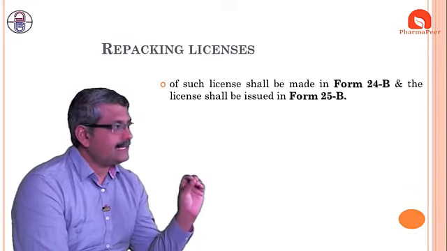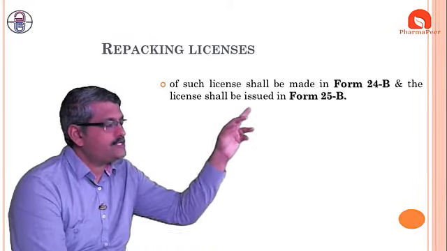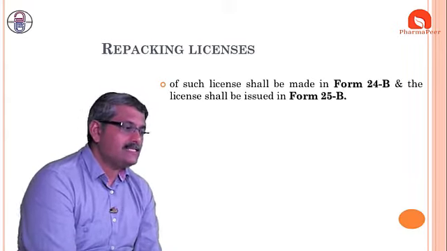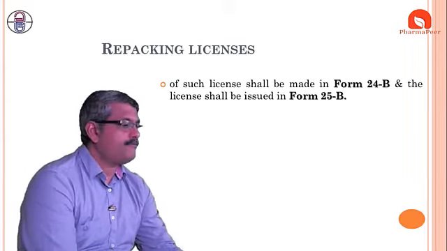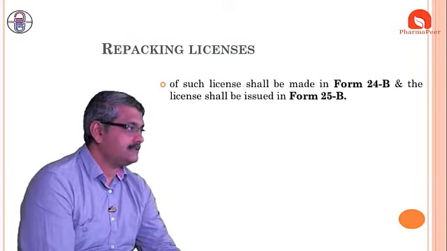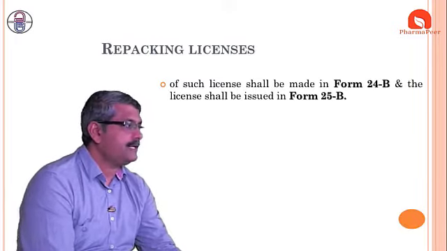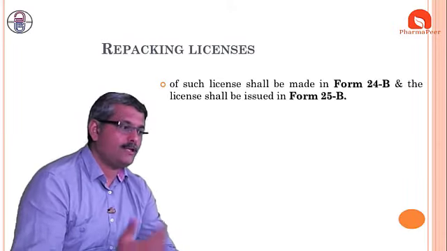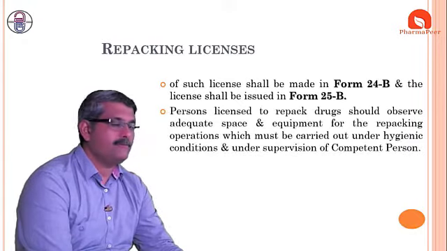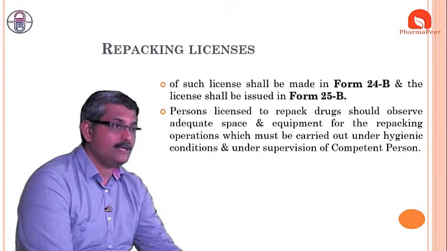For granting a license, we should make an application in form number 24B, and for issuing the license it is form number 25B. For getting a license it is 24B, and for issuing the license, form number 25B. There is a little bit of difference between getting a license and issuing a license.